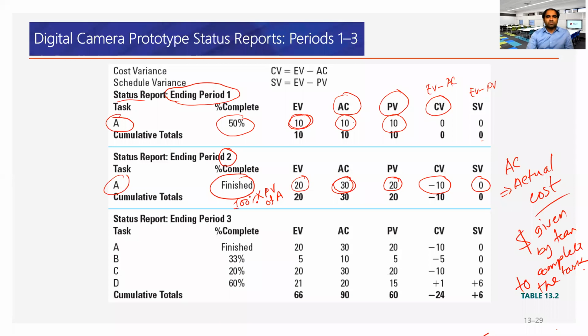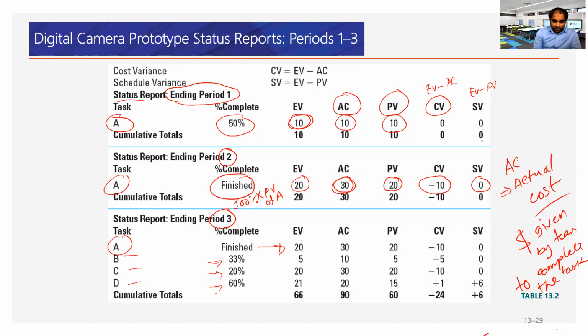Okay. All right, end of period 3. Now that we know A is finished, 100% done, this is already calculated in end of period 2, so we can simply copy and paste at end of period 3 what is done for A. B, C, D are 33%, 20%, and 60% complete.